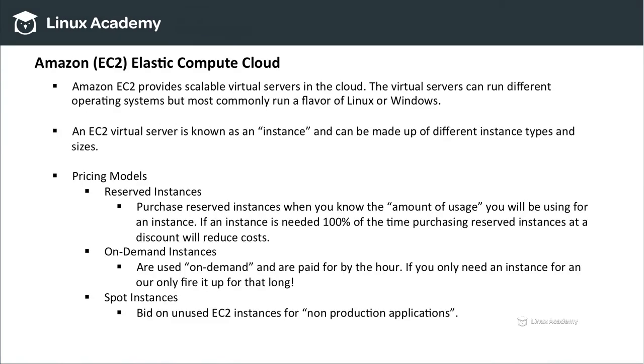Amazon Elastic Compute Cloud provides scalable virtual servers in the cloud. The virtual servers can run different operating systems, but most commonly run a flavor of Linux or Windows. In this course, when we need to use Amazon EC2, we will be focusing on the Linux distribution. An EC2 virtual server is known as an instance. It can be made up of different instance types and sizes, and these will be important to understand when it comes to architecting applications. Instance sizes and types refer to the amount of virtual compute cores or processors, the amount of memory, the amount of network throughput, the amount of EBS throughput that's allowed for a specific instance.